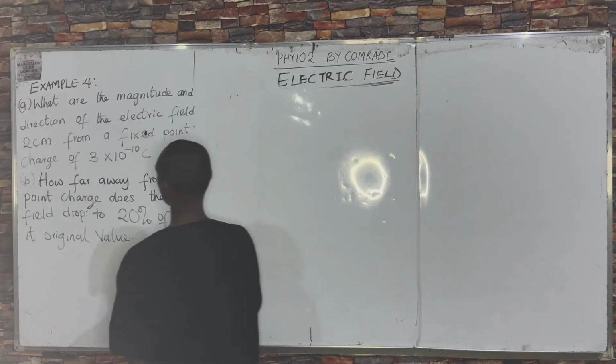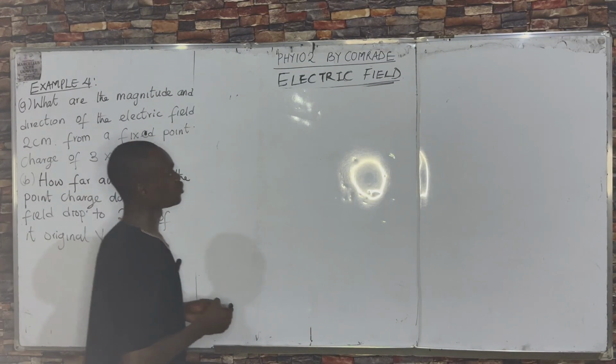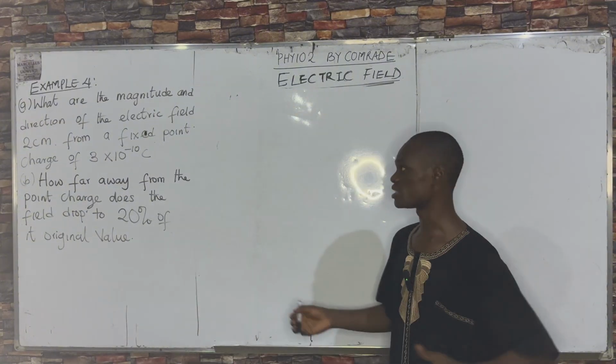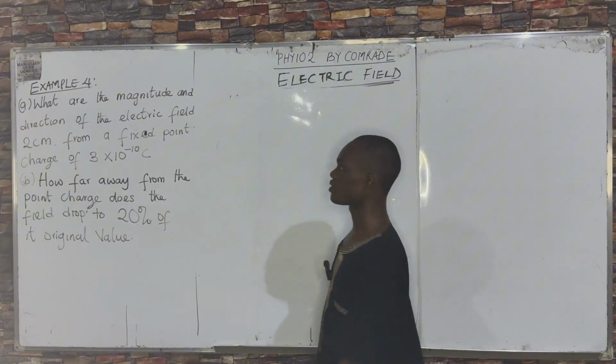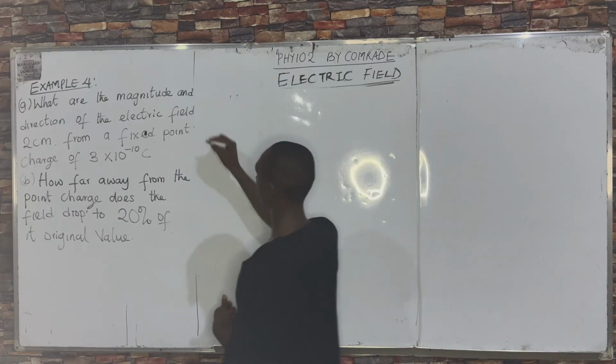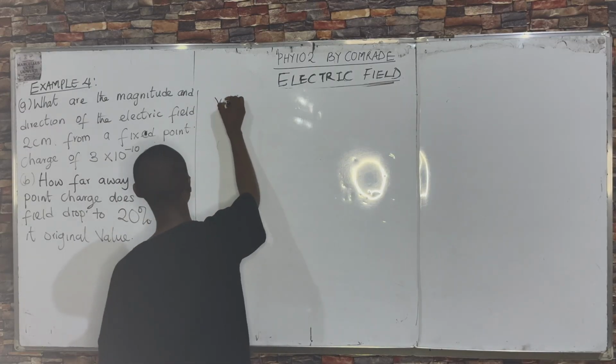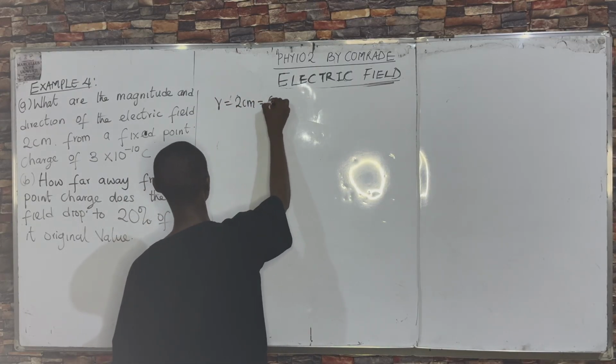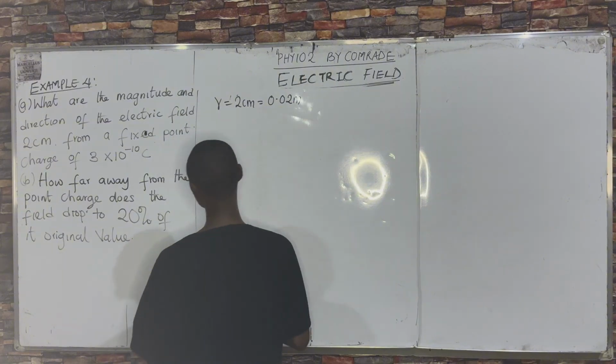All right, so we want to do example 4. Let's read. What are the magnitude and direction of the field? Okay, we are given R, right? R is 2 centimeter. Change it to meter by dividing by 100, right?